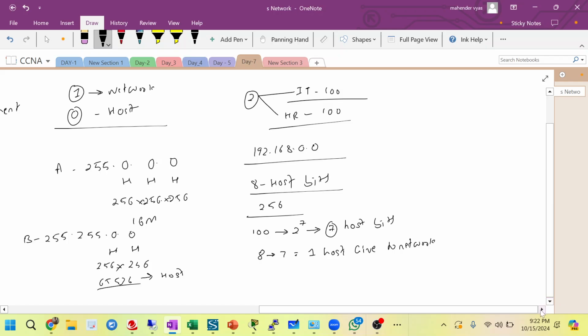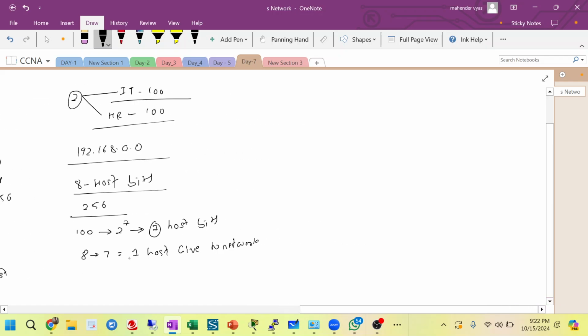Once I give this one host bit to the network, the subnet will change. The default subnet was 255.255.255.0, but instead of 0, now it would be different, right? Because if all the 8 host bits are there, then it would be 0, but instead of 8 I have now 7 host bits, right?